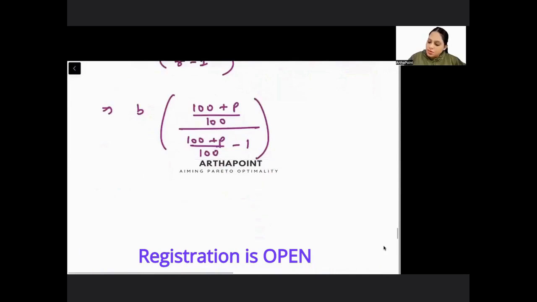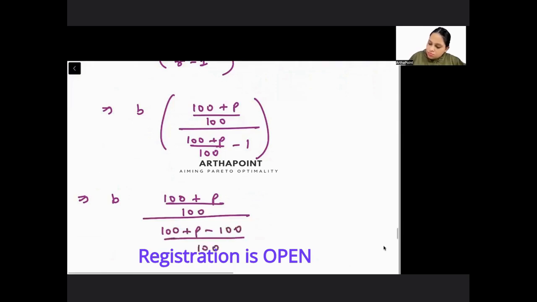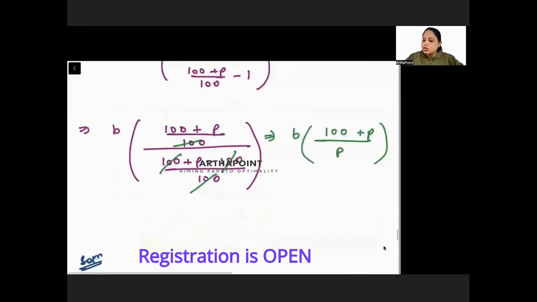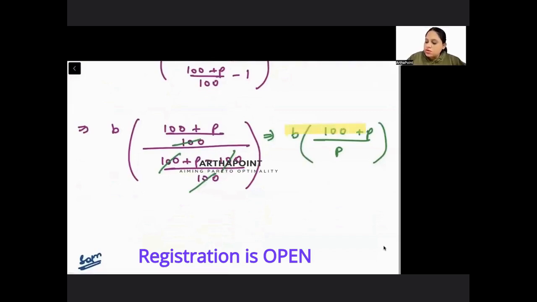Right? So you will get... yeah. This gets cancelled. This gets cancelled. So this will be your sum of geometric progression. Sum of GP will be this. ठीक है? Is this clear? Sum of geometric progression (100 + P) by P.